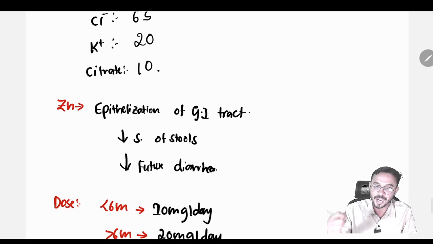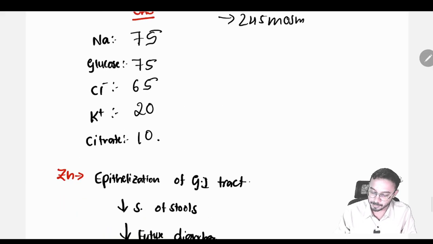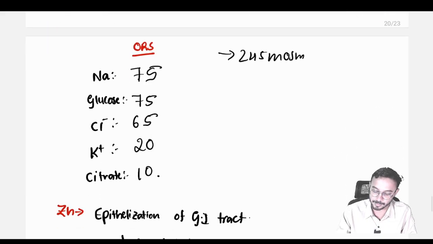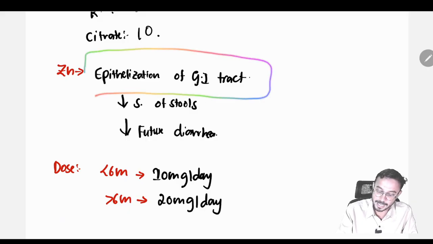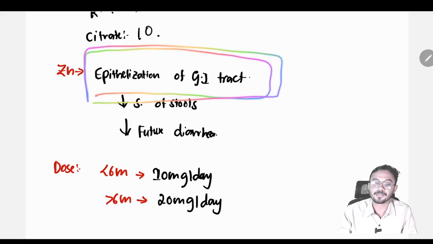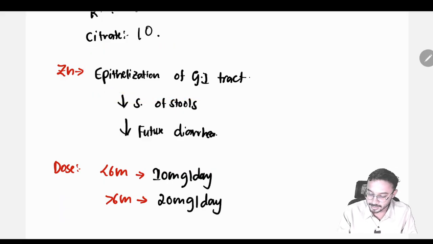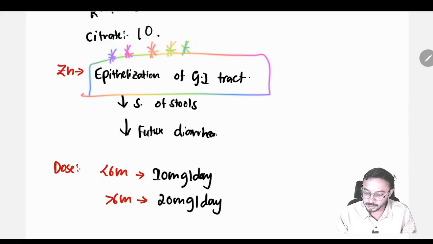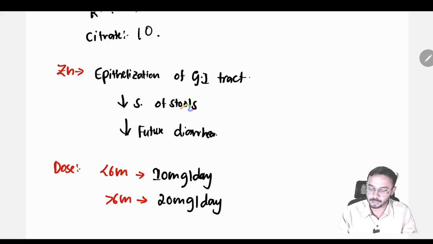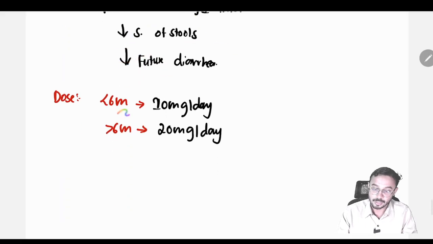So why is zinc also given? ORS plus zinc can be given for the treatment. This has been asked previously. It will help in epithelialization of the GI tract. This is the major function why zinc is added to the ORS, epithelialization of the GI tract. It also decreases the stool, since loose stools are present, and it also decreases future diarrhea.